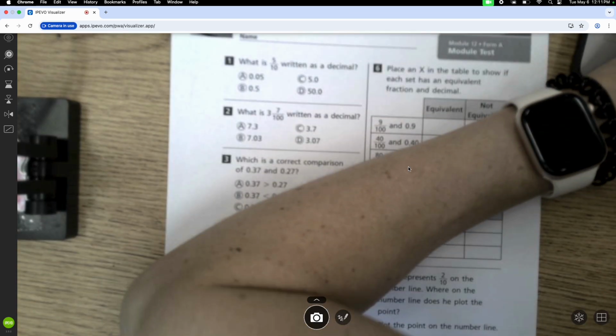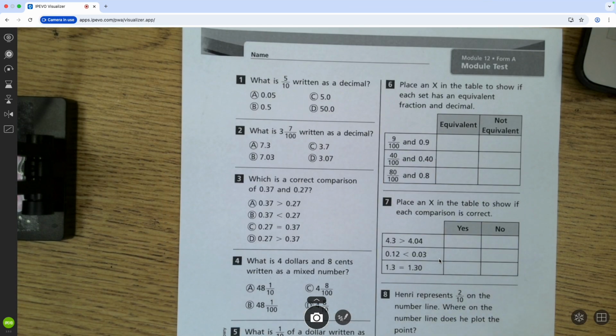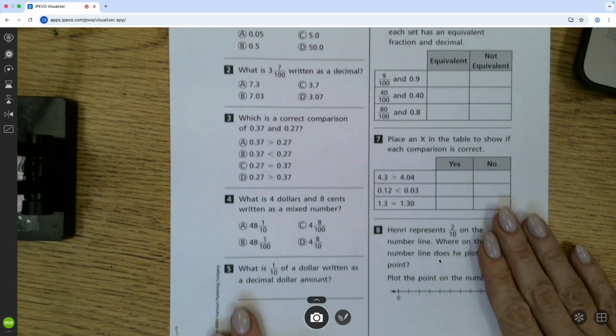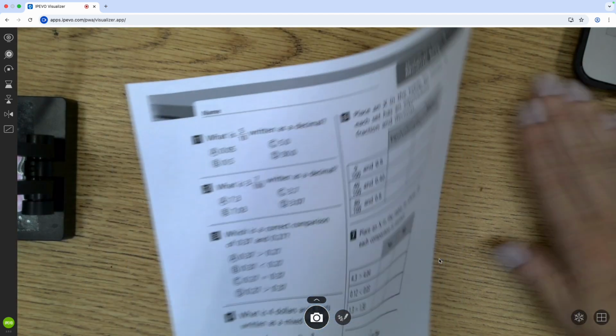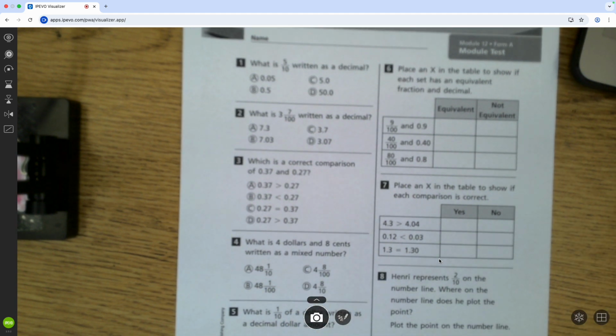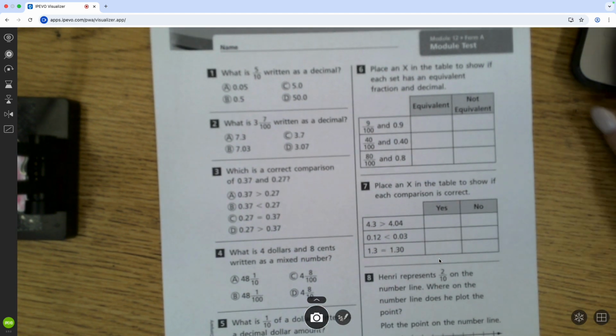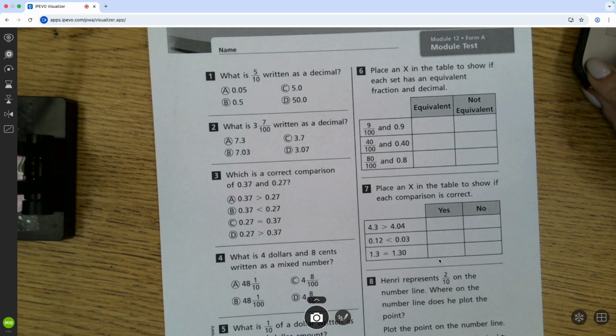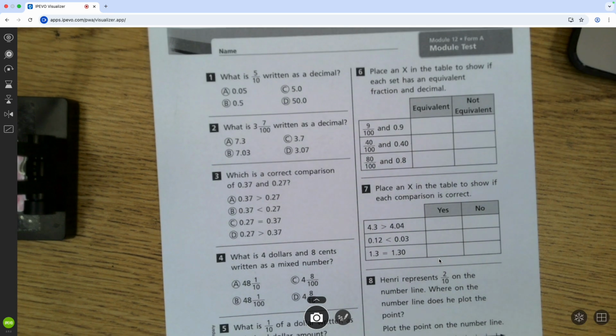Is it recording? Yes. Okay, so for tonight's homework, you have part one of a module review. We're going to have our module 12 test on Friday. So this is part one of the review. Tomorrow I'm not going to give you homework because we have our celebration. But Thursday, you'll do the second part and then you'll be all set for the test.